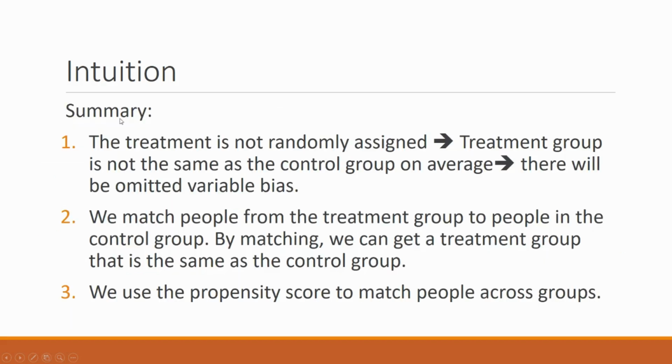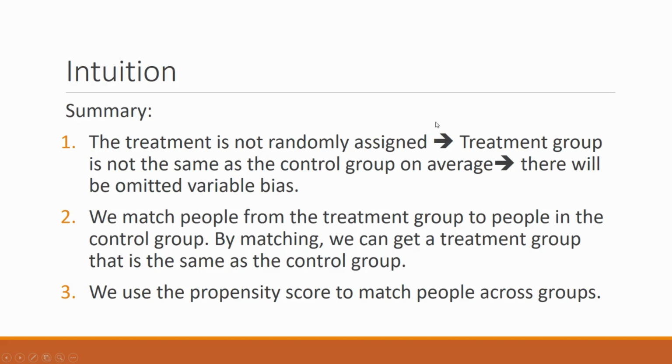That's the intuition. Let me summarize it. If the treatment is not randomly assigned, then the treatment group will not be the same as the control group on average, and that implies there will be omitted variable bias. The way we try to solve that is we match people from the treatment group to people in the control group. By matching, we can get a treatment group that is the same as the control group. To do this matching, we generate a propensity score, and we match people based on the propensity score.